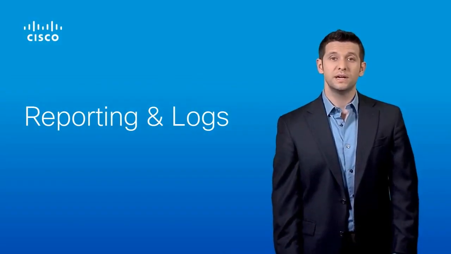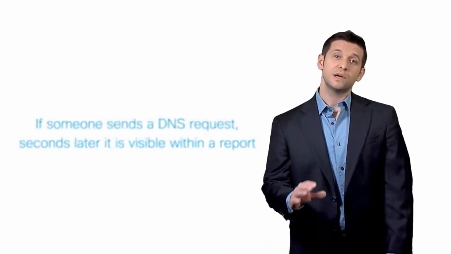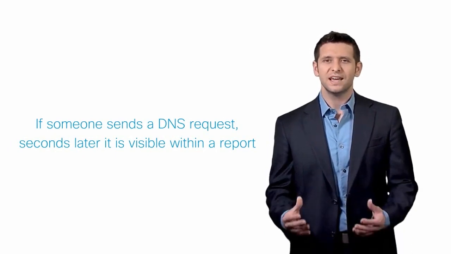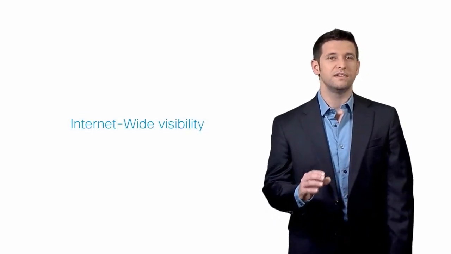Let's now spend a few minutes talking about reporting and logs. Umbrella displays data in real time in the reporting section of the Umbrella dashboard. It works similar to Facebook or Twitter in that if someone sends a DNS request, seconds later it is visible within a report. And then we layer on top of that our internet-wide visibility.